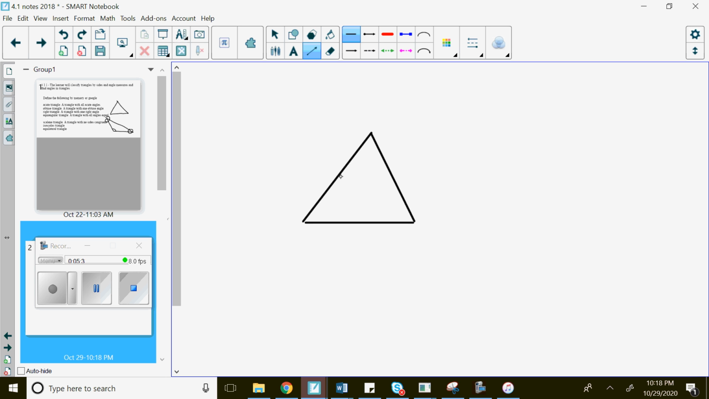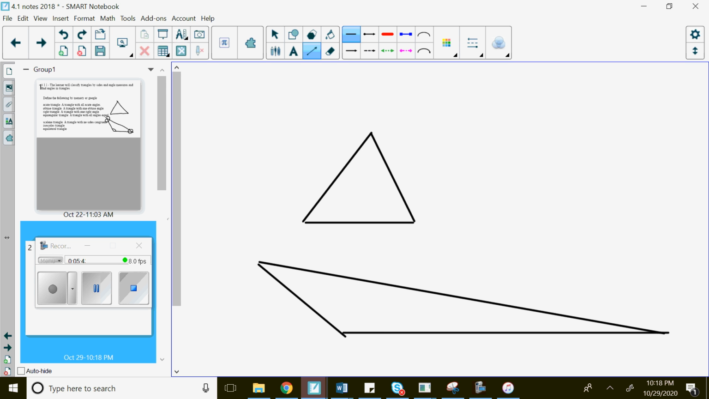Okay, all different lengths: longest, second longest, shortest-ish. So an acute scalene triangle. Here would be an obtuse scalene triangle. It's really easy to draw. Okay, longest, second longest, shortest. You can have a scalene right triangle, like so. Okay, longest, second longest, shortest.